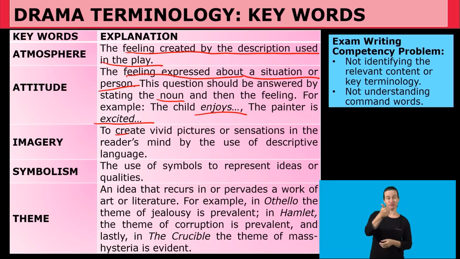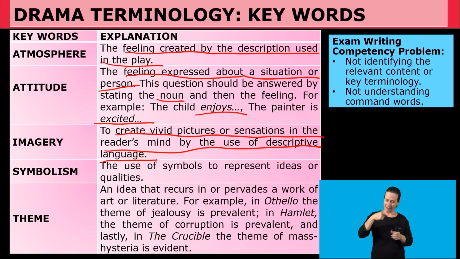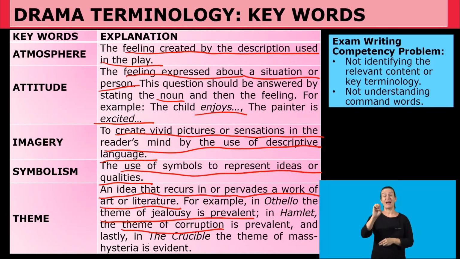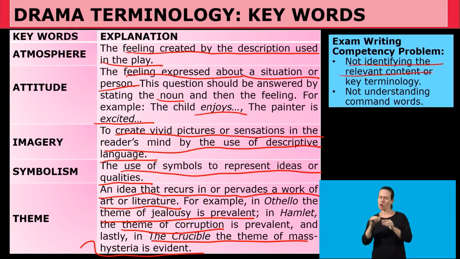Imagery, to create vivid pictures or sensations in the reader's mind by the use of descriptive language. Symbolism, the use of symbols to represent ideas or qualities. Theme, an idea that recurs or pervades a work of art or literature. For example, in Othello, the theme of jealousy is prevalent. In Hamlet, we've got the theme of corruption. And then in The Crucible, the theme of mass hysteria is evident. Very important, not identifying the relevant content or key terminology and not understanding common words could impede on your overall performance.